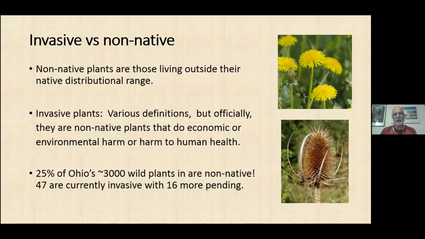Invasive plants, there are a lot of definitions out there, but officially they're non-native plants that do economic, environmental, or human health harm. An example of an invasive plant is the teasel in the bottom right. So all invasives are typically non-native, but non-natives aren't necessarily invasive. And an interesting fact: about 25% of all the plants in Ohio are non-native.